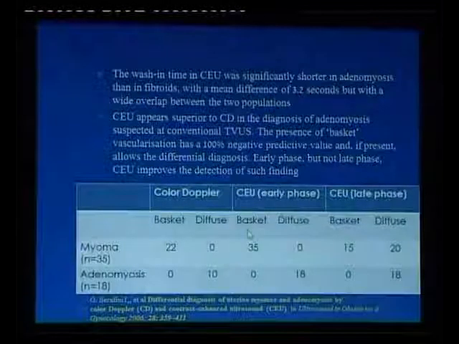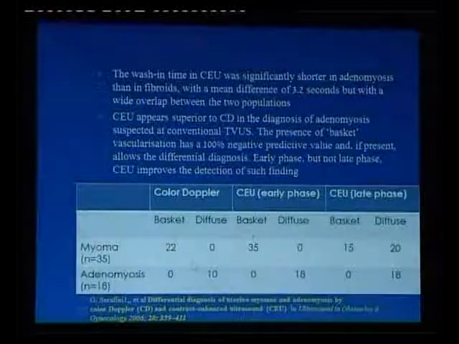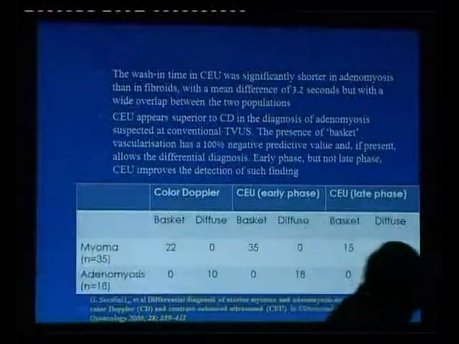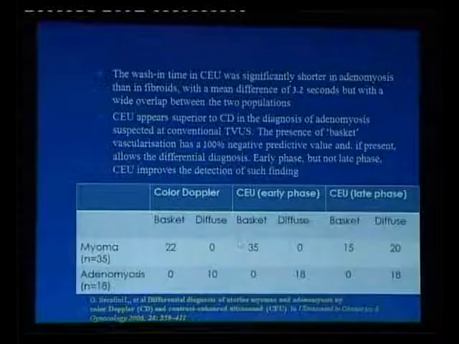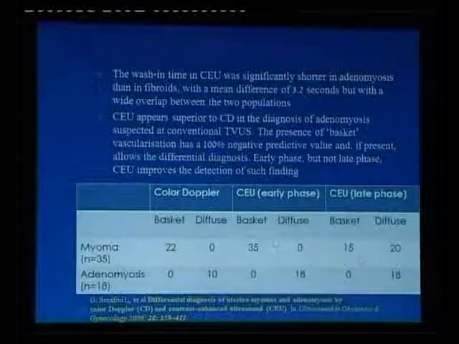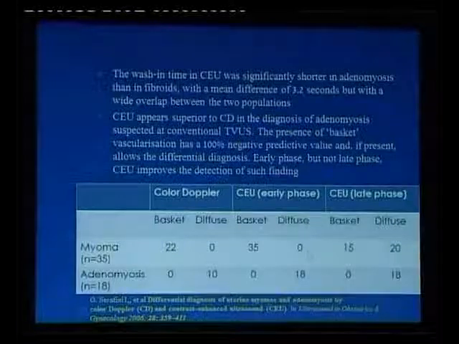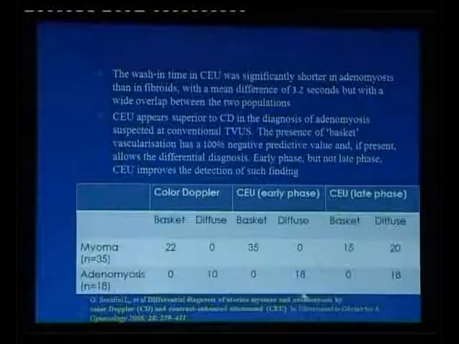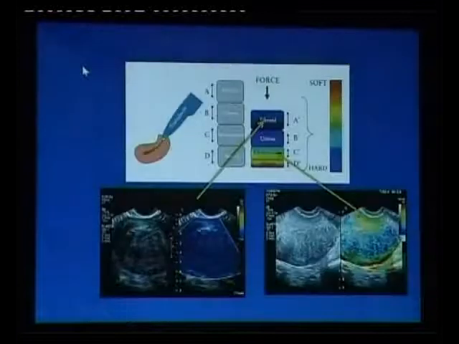And this was again a very large study done, I think almost 10 years back. But the same thing is true. This basket pattern is diagnostic of fibroids. And number two is the early filling. Early filling is very often seen in adenomyosis as compared to fibroids, which fill up late.